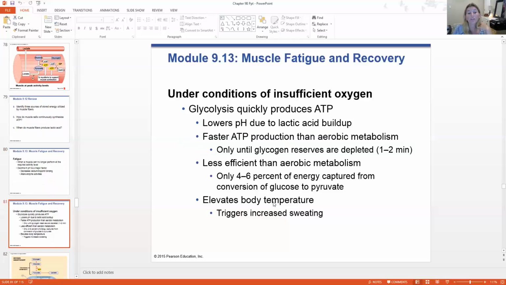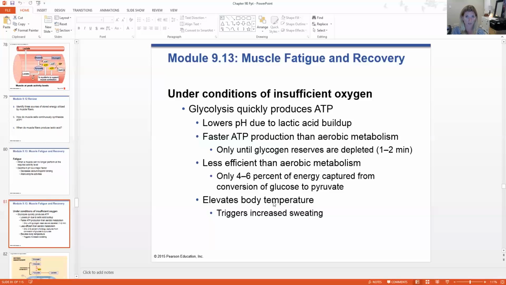So under conditions of insufficient oxygen, glycolysis can quickly produce ATP, as I said, in that anaerobic respiration, but we're going to have that lowering pH effect. Lactic acid is going to build up. It's faster ATP production than aerobic metabolism until glycogen reserves have been depleted, but it's much less efficient. Only 4 to 6% of energy is captured from the conversion of glucose to pyruvate.